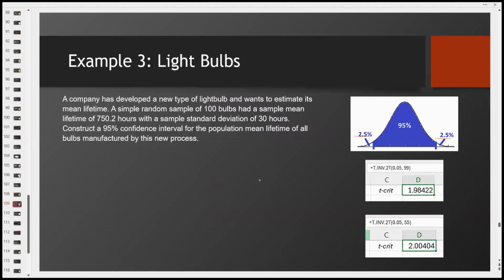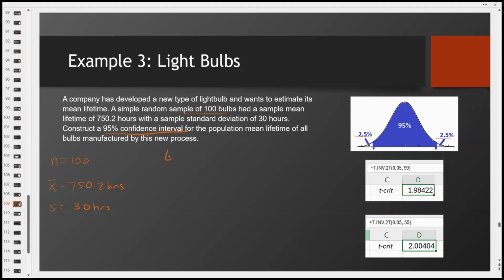A company has developed a new type of light bulb and wants to estimate its mean lifetime. We take a simple random sample of 100 bulbs with a sample mean of 750.2 hours and a sample standard deviation of 30 hours. We want to find a 95% confidence interval for the mean lifetime of the light bulbs.